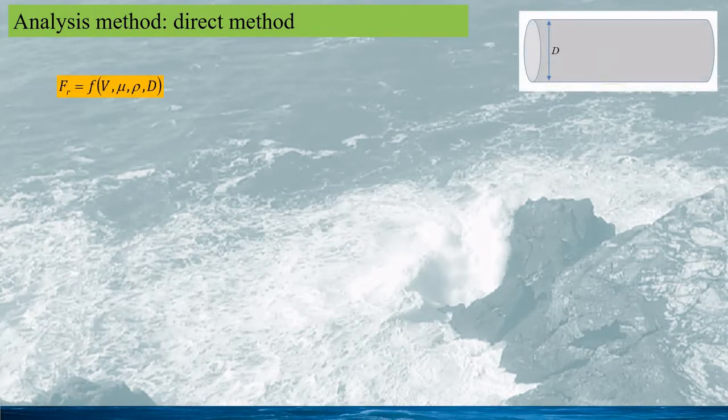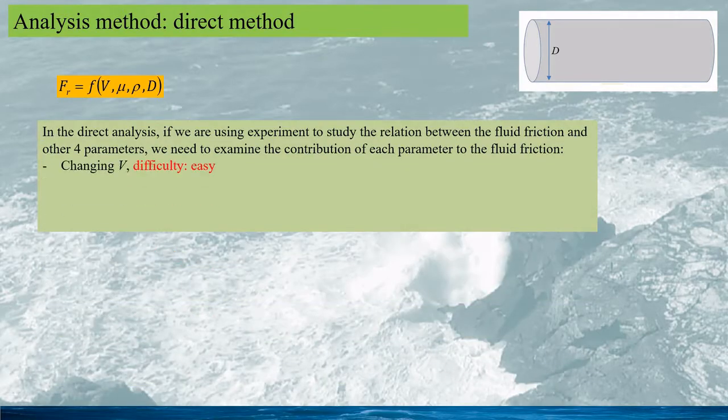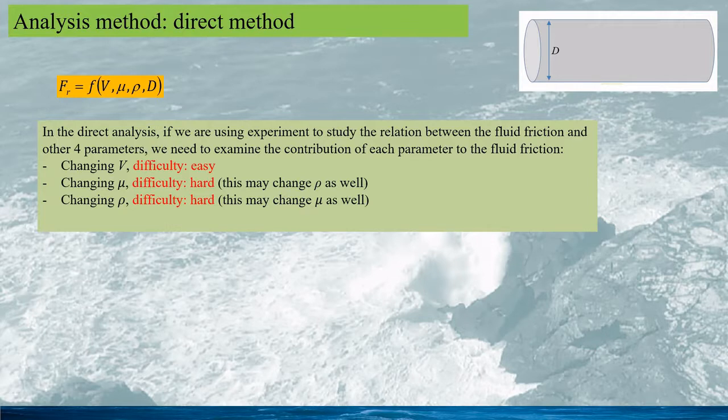If we make a direct analysis, we can see from the function we need to change all 4 parameters to examine how these parameters affect the flow friction. In an experiment, we can change the fluid velocity, for instance, by changing the flow rate of the flow passing the pipe. And we can change the fluid viscosity by using different fluids. However, this may change the fluid density as well. Changing the viscosity and changing the fluid density would be coupled together.